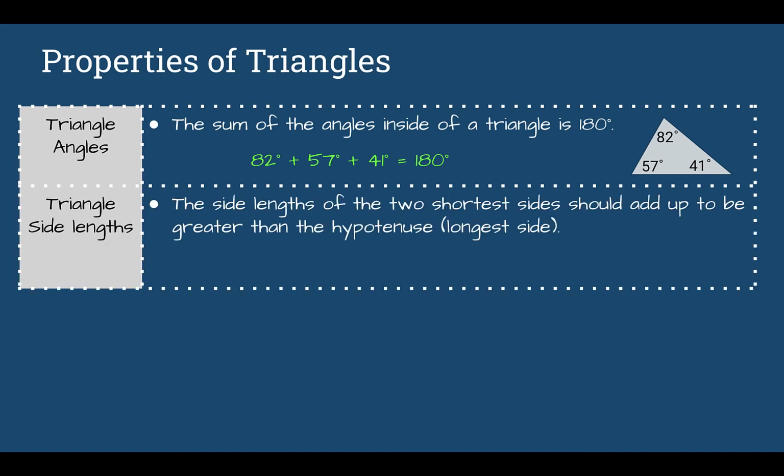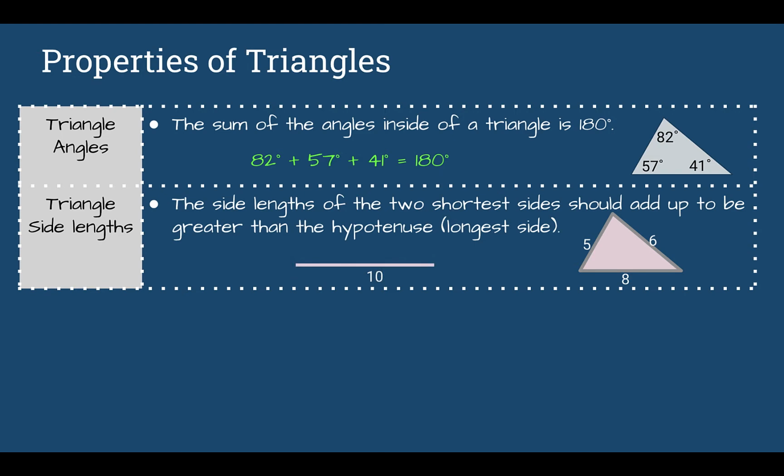The second property has to do with the side lengths of the triangles. Here, only certain lengths of triangles actually work. The ones that do work, if you take the two shortest sides, they need to add together and be longer than the hypotenuse, which is the longest side. So here we have 5, 6, and 8. Those ones would work to be a triangle.